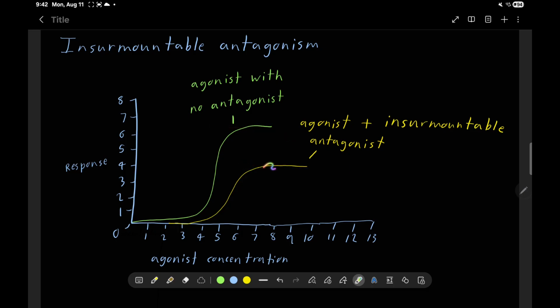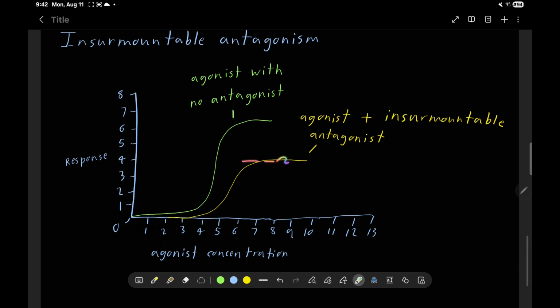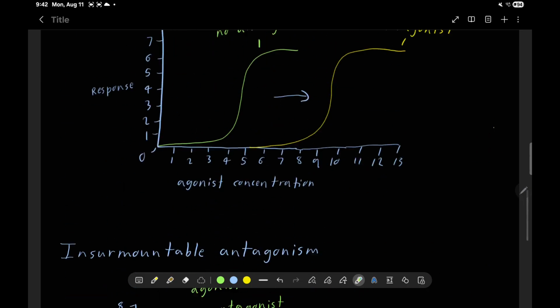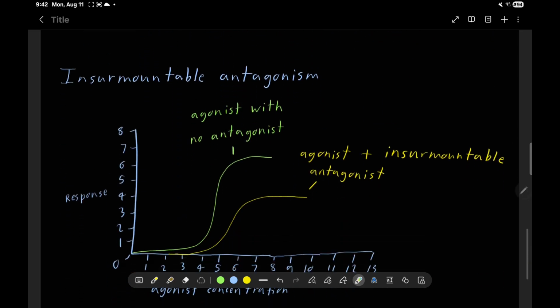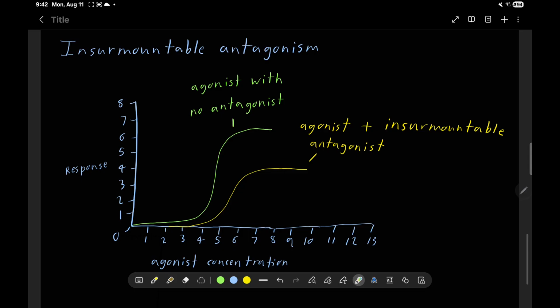That's why the plateau for your yellow dose response curve, which is agonist plus insurmountable antagonist, the plateau, which is the final response level, is significantly lower than if you have no antagonist. Whereas with surmountable antagonism, you're able to get that same response level as long as you add enough agonist. So basically you have a shift rightwards. For insurmountable antagonism, no matter how much you add, you're not able to get that same response level. So the plateau, the final response level, has a shift downwards.